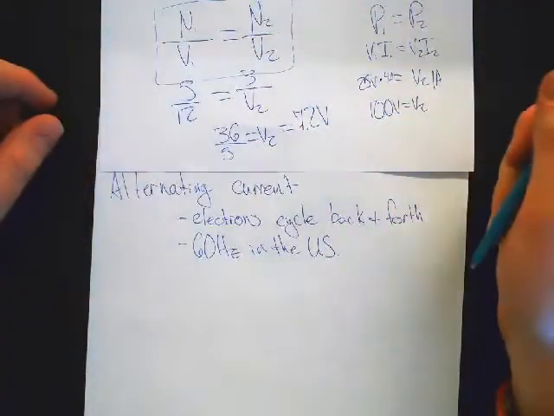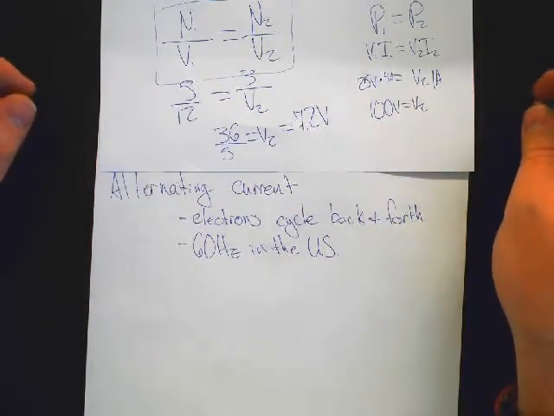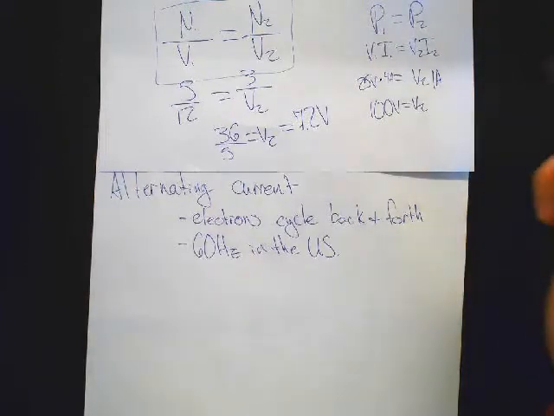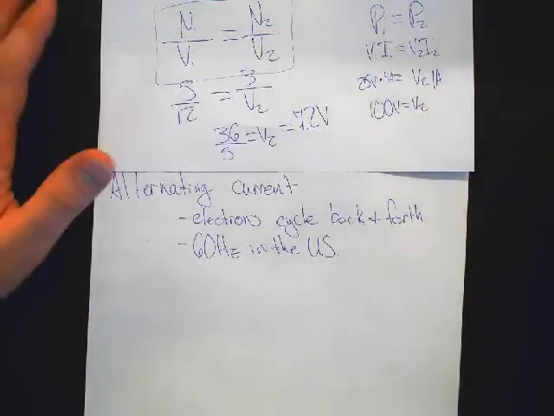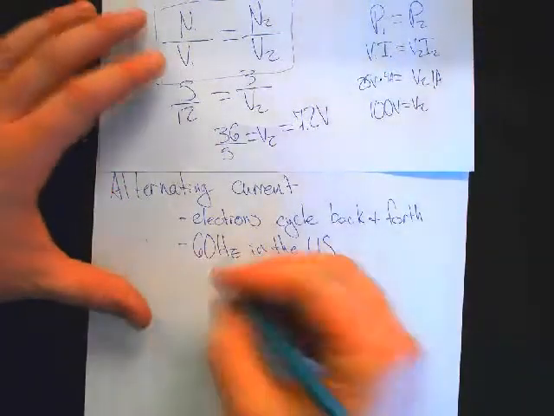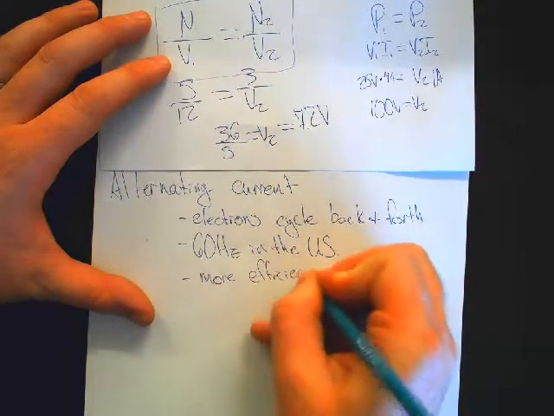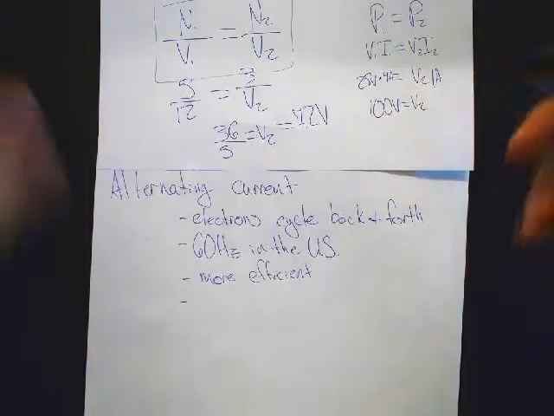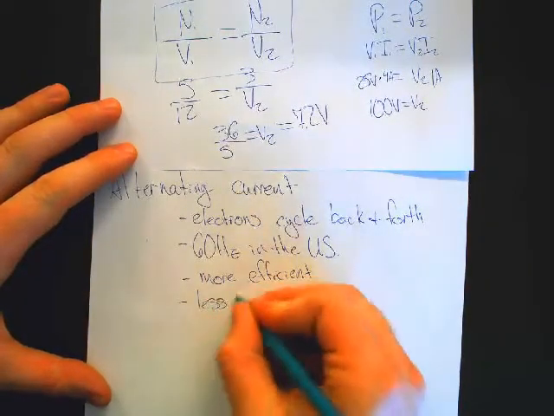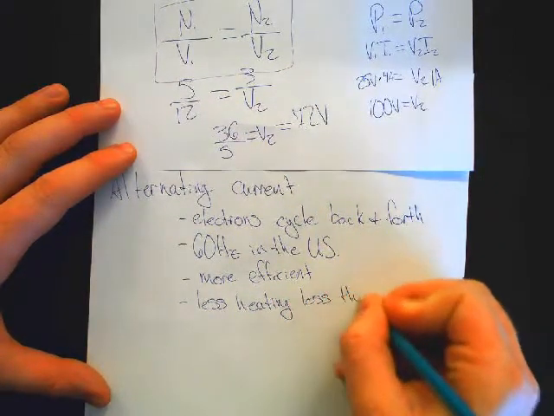Okay, so reasons why we use alternating current in the United States. First of all, because Tesla was better than Edison. Second of all, because alternating current can be used at higher voltages with less loss of energy. It is more efficient, and has less heating loss than direct current.